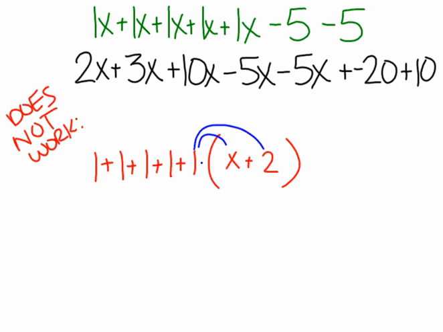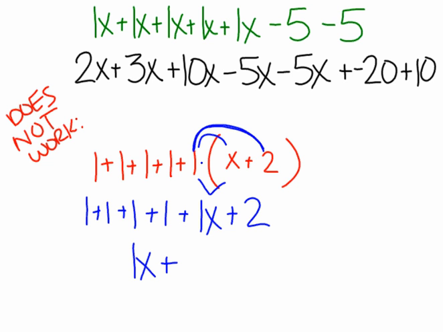So on the red example, 1 times x would be 1x. 1 times 2 would be positive 2. So then if I bring down the other pieces of what I have, this expression is actually equal to 1x plus 6, and that's not equal to what we have before. So just be careful. You have to have 7 terms separated by addition or subtraction. Don't try to shortcut it and just find something that adds up to 5.